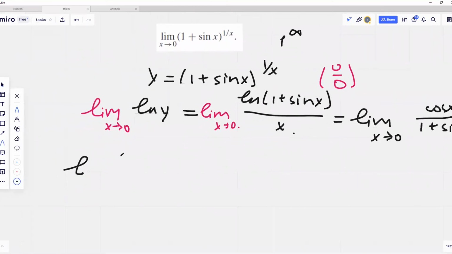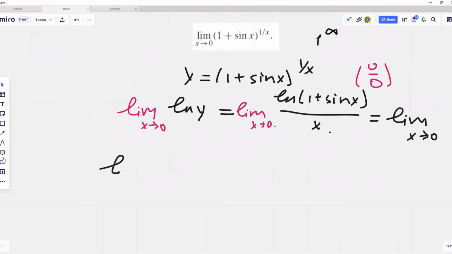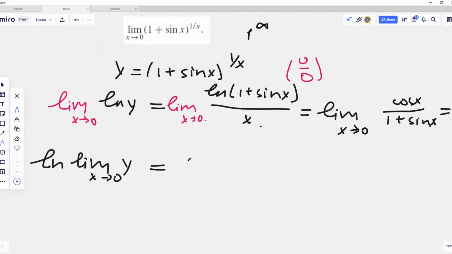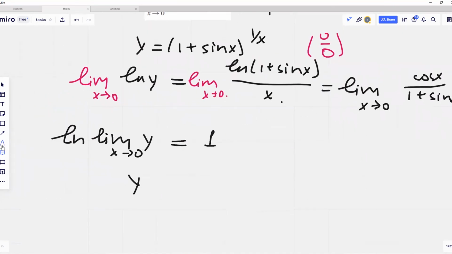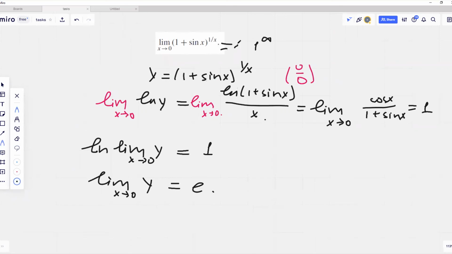So let's switch limit with ln again. So we'll have ln of the limit when x is approaching 0 of y is equal to 1, which means that the limit when x is approaching 0 of y is equal to e. So that limit is equal to e.